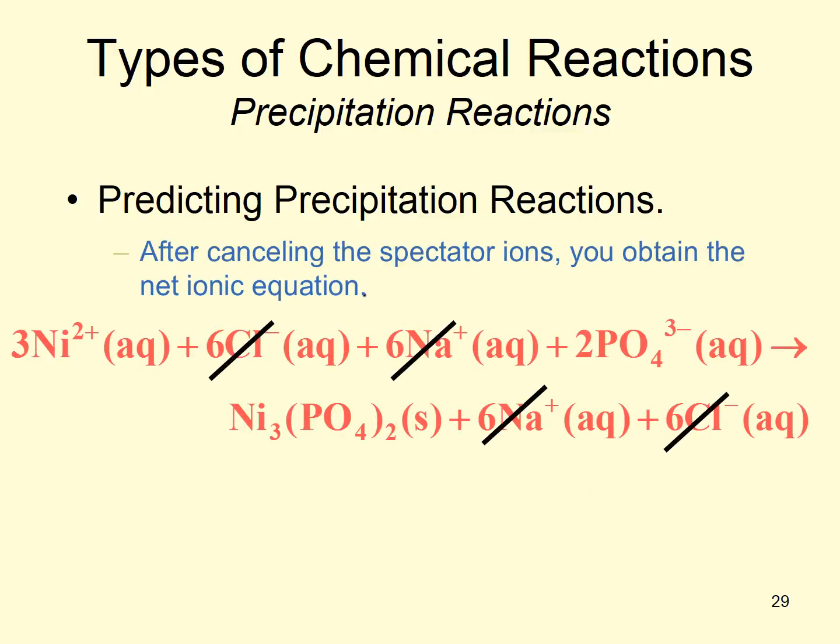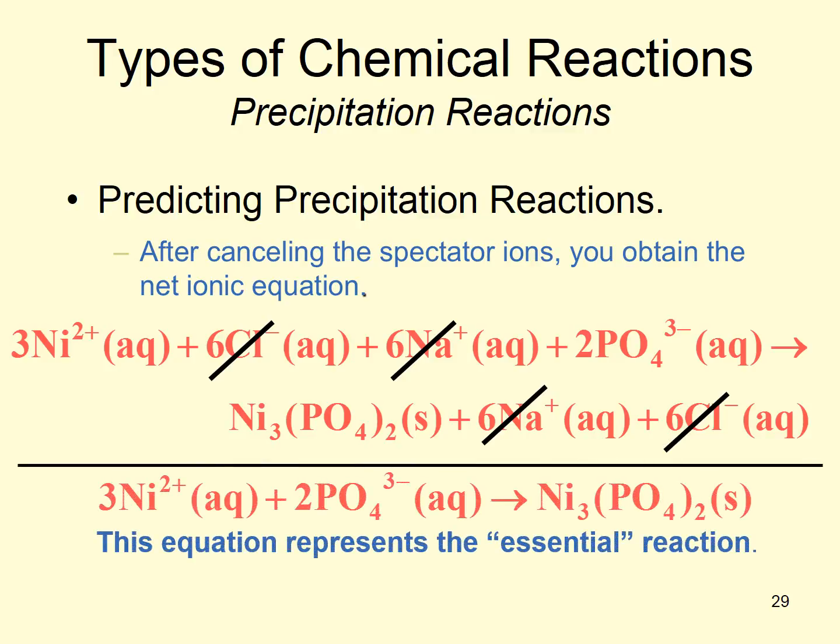We can see that the chlorides and the sodiums are spectators, so we can cross them out. And then we have our net ionic equation. 3 Ni2+ plus 2 PO4 3- gives me Ni3(PO4)2, which is a precipitate.